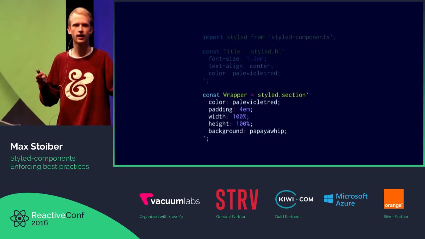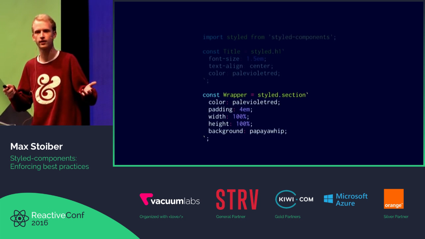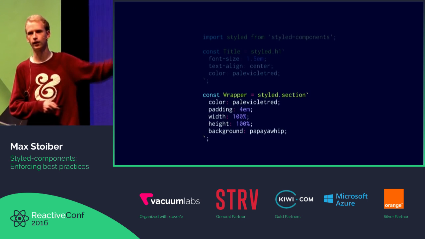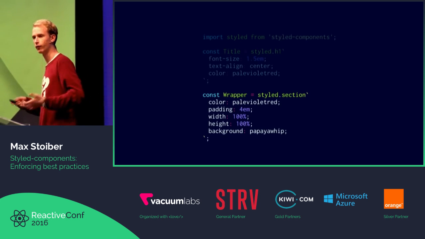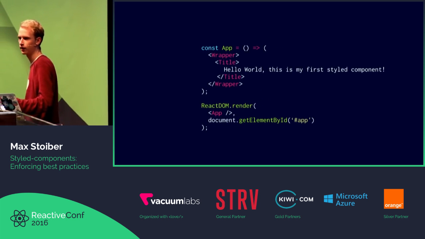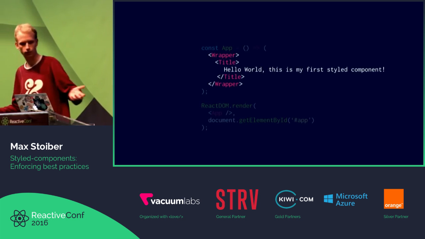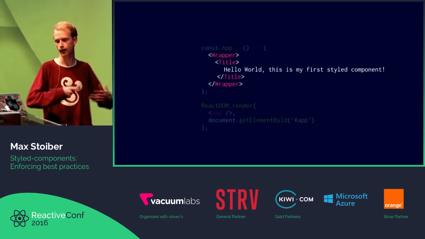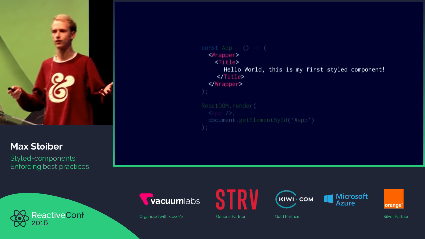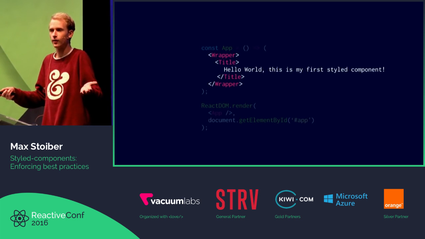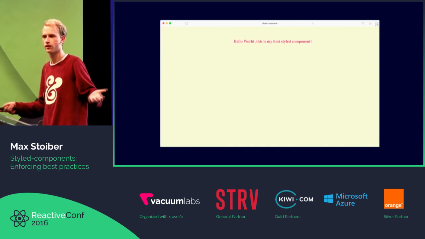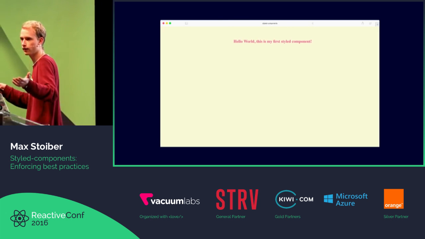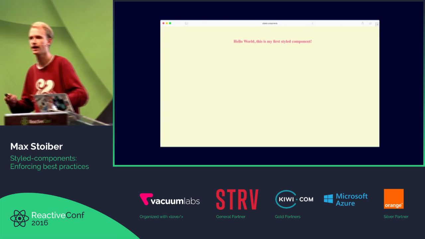The other part is a Wrapper component which renders an HTML section. We also pass some styles in there, and those styles will be applied to the React component. Now we take that Title and the Wrapper, and we render them in our JSX like any other React component. We wrap our Title in our Wrapper and say, hello world, this is my first styled component. If you look at this in a browser, it's a wrapper with a background color and a title which is centered on the page and has a red color. The styles are just applied, and we've used it like any other React component.